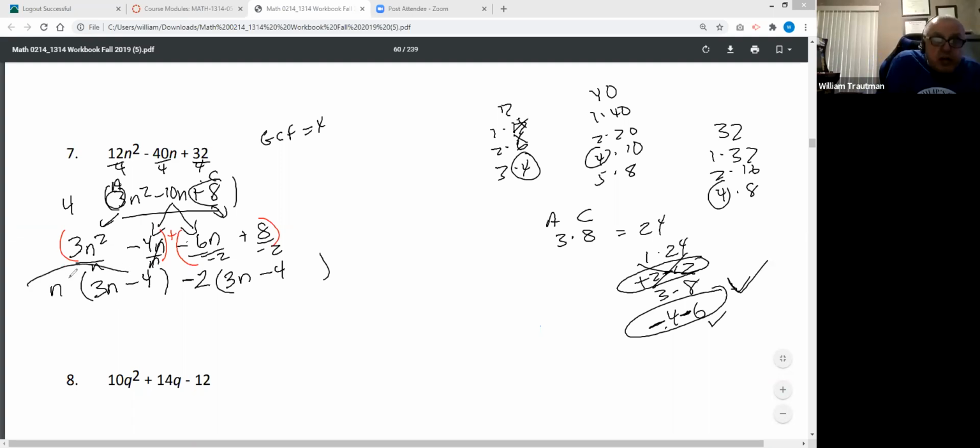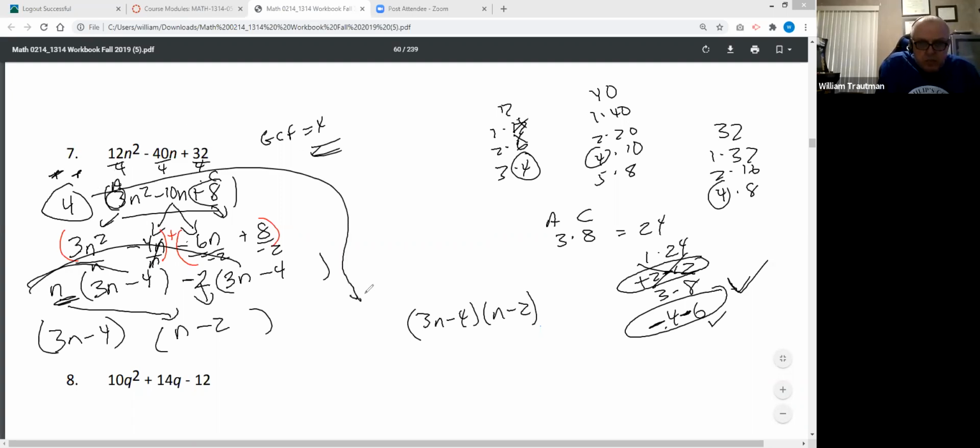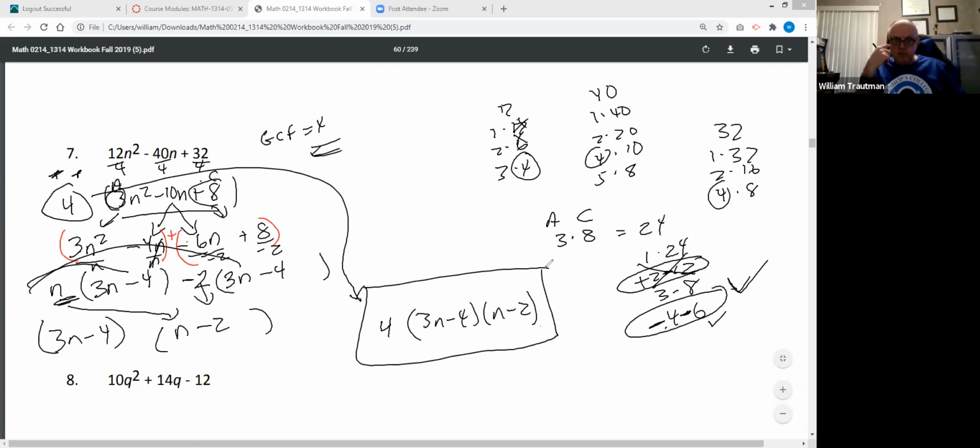So then we factor out the parentheses, 3n minus 4. What's left is n minus 2. So my answer is (3n - 4)(n - 2). But don't forget, we have this that we did at the very beginning. We factored out a GCF of 4. That's our reminder. So a 4 has to come in front of it. Okay.